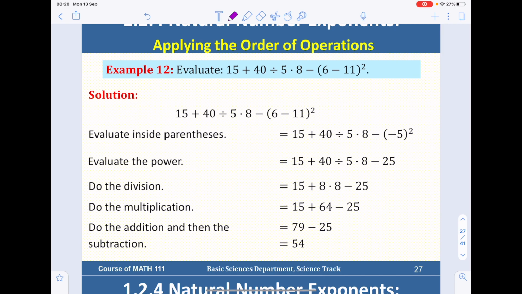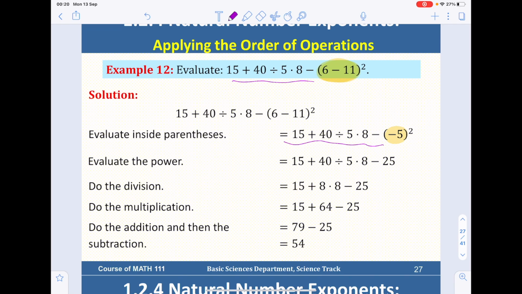Evaluate 15 plus 4 divided by 5 times 8 minus (6 minus 11) squared. So I recommend you to do this always, even if it's easy. Always do it step by step so you won't miss anything. So first thing, as we said, it's the parentheses. So we have to solve whatever is inside the parentheses. 6 minus 11 equals negative 5. So I'm going to remove this value and put negative 5 instead. And I put the rest as it is. I will not change anything.